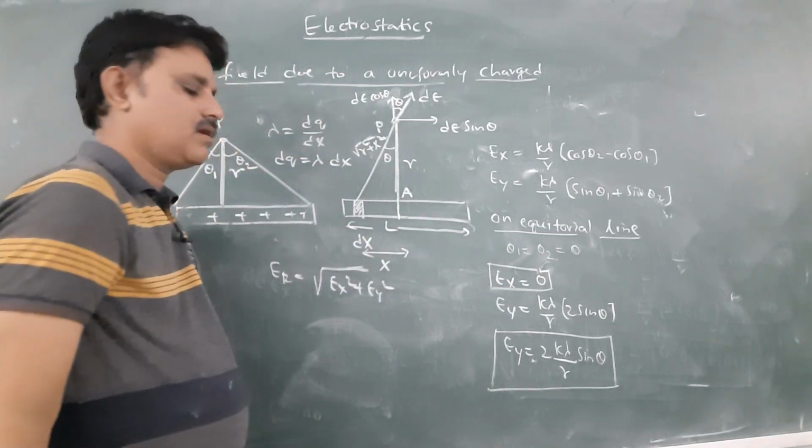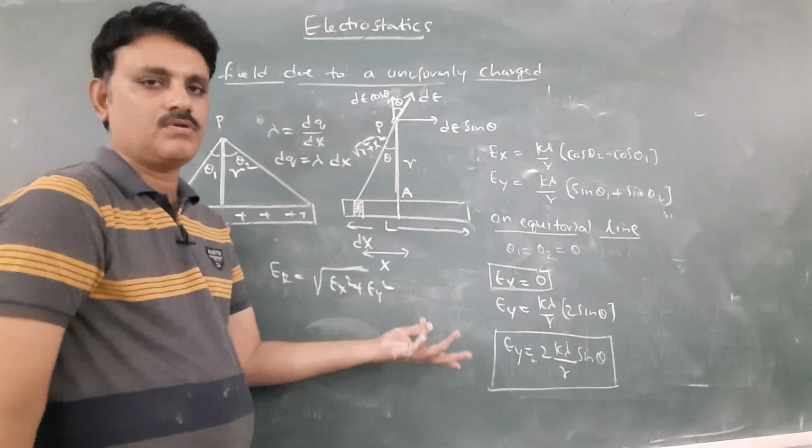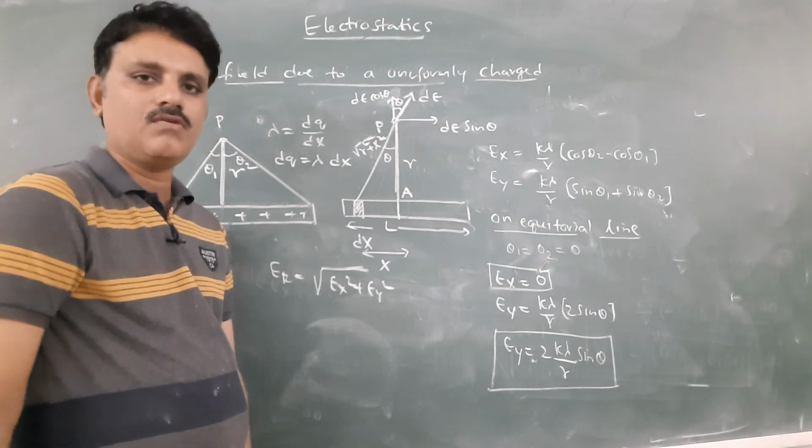This is the electric field along the x direction. So with respect to these two values, it is possible to calculate the total electric field. Okay, this is on the equatorial line.